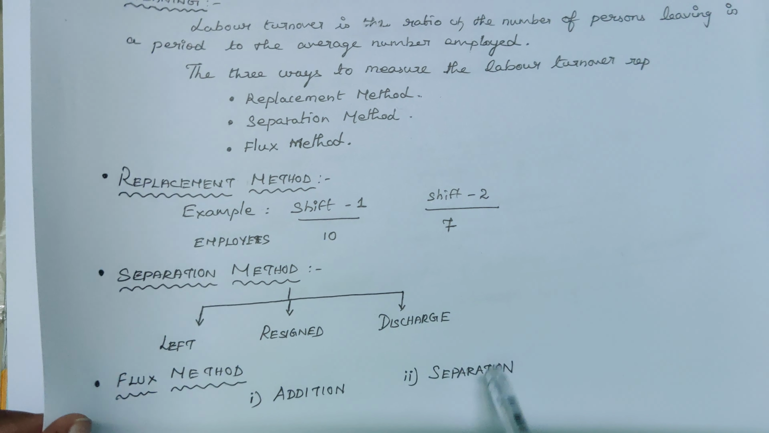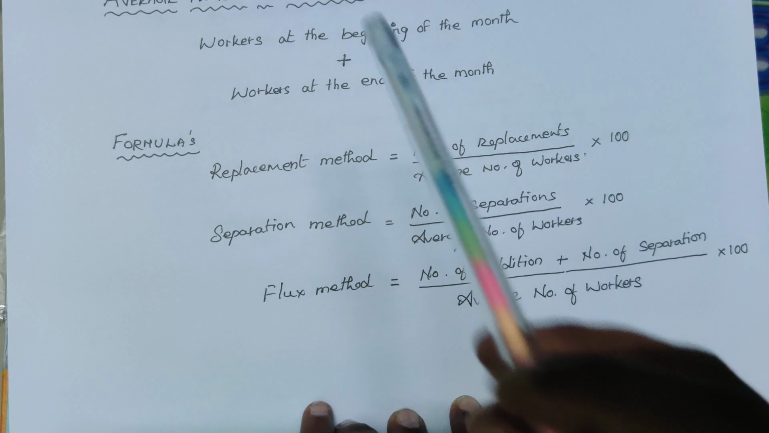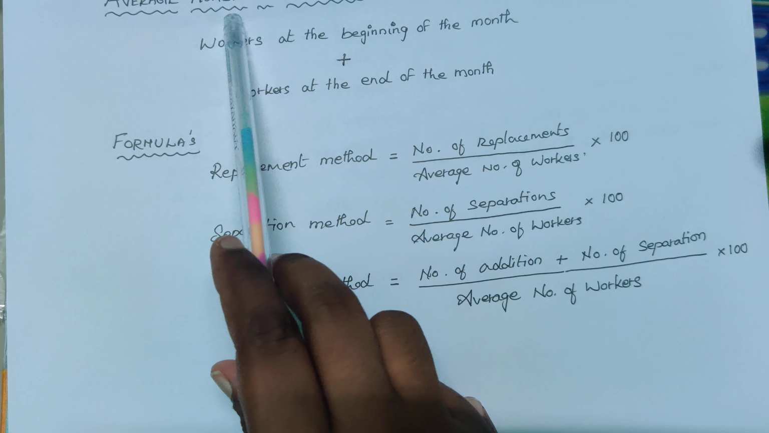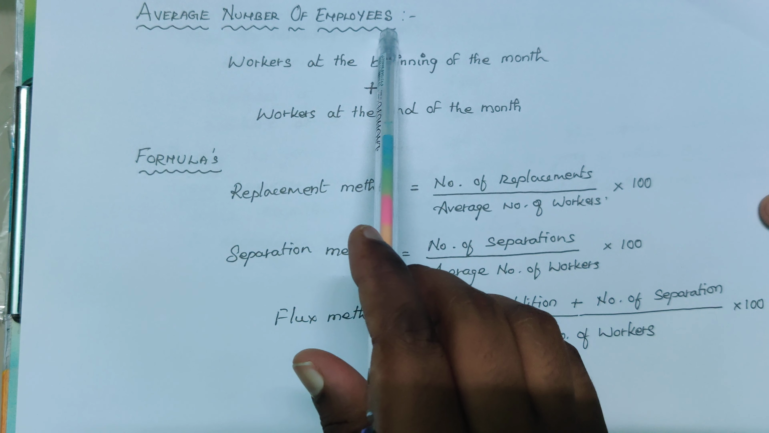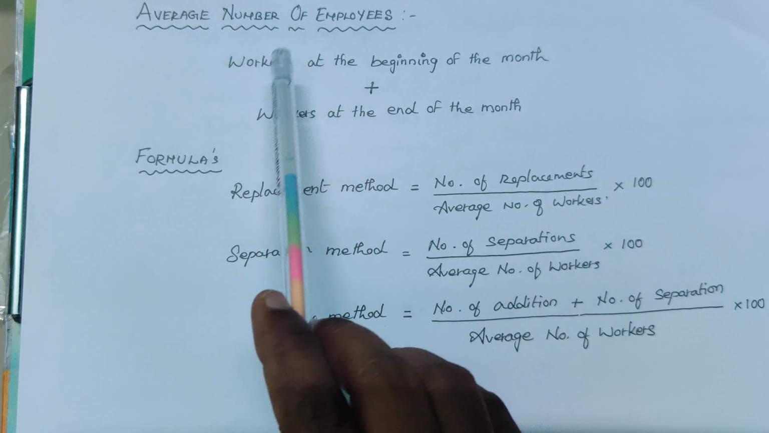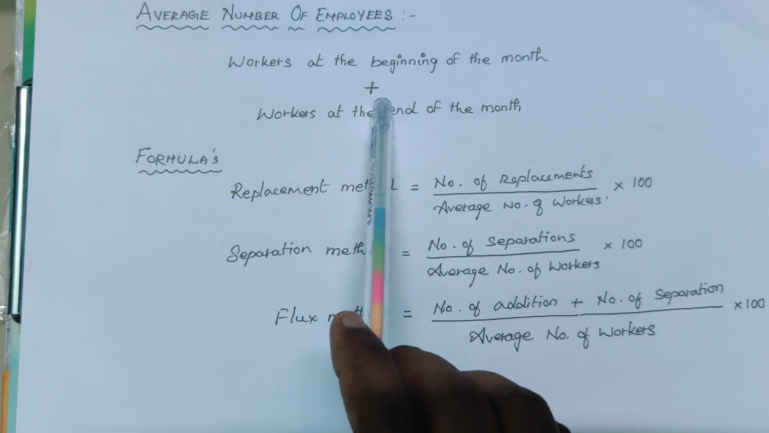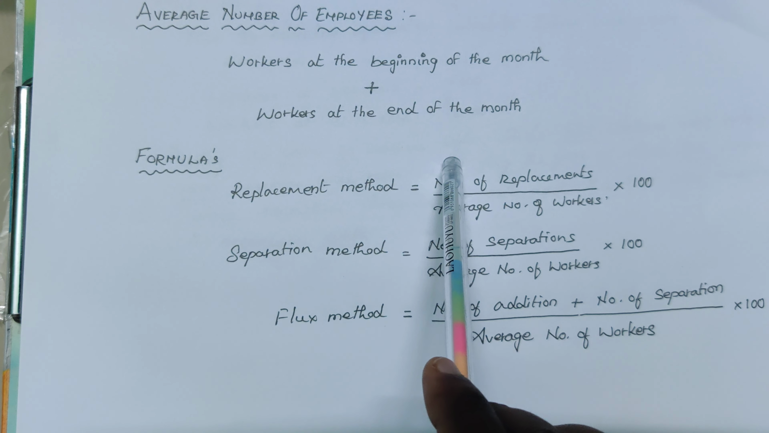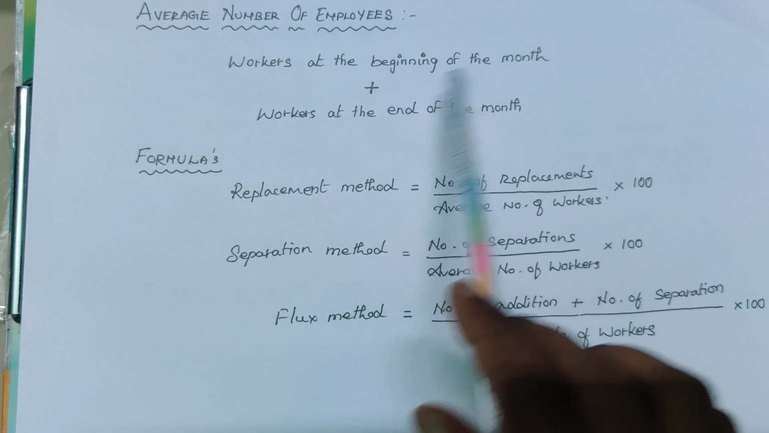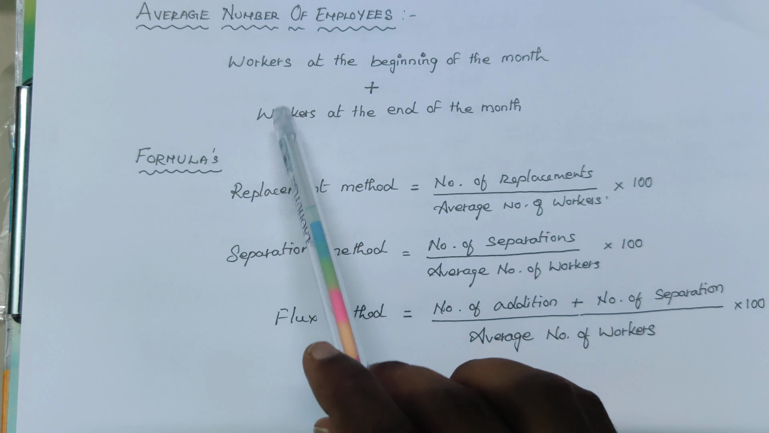Next we see the formula for these three methods. And before that, we will see the average number of employees. How to calculate the average number of employees: workers at the beginning of the month plus workers at the end of the month. These both are added and divided by 2. Then we get the average number of employees in an organization.